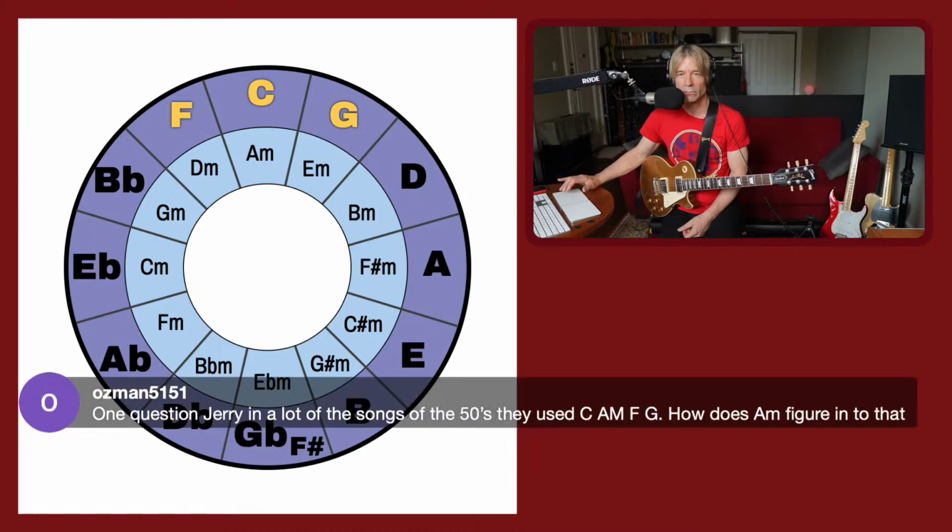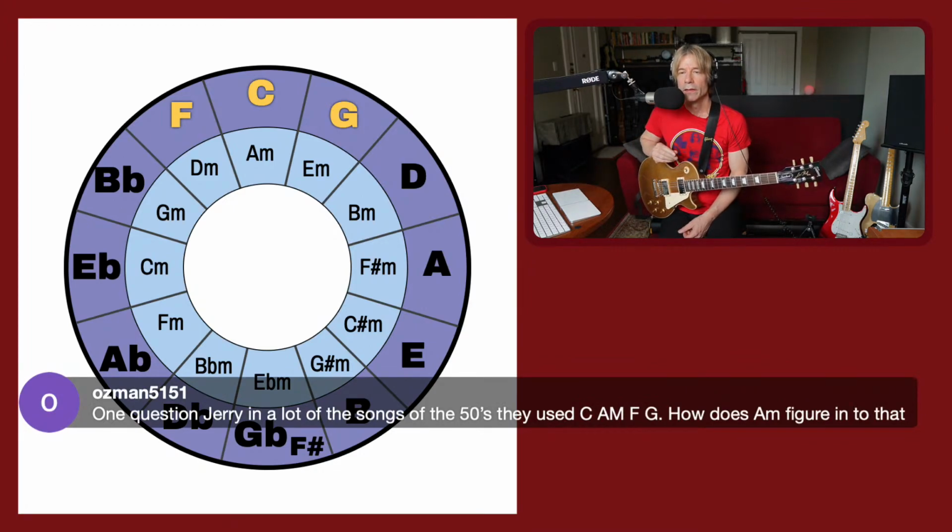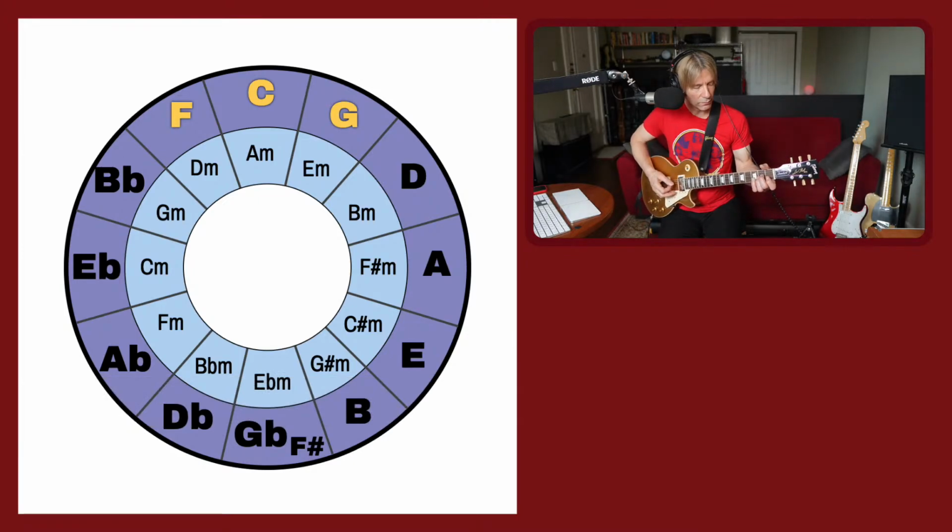Question from Ozman. One question, Jerry. In a lot of the songs of the 50s, they use a C, A minor, F, G. How does that figure into that? Okay. It's a great question, Ozman. Let's keep the circle up here and keep your question up here for a sec. C, A minor, F, G. It's a perfect example because I have highlighted 3 of those chords that you point out. The only one I didn't highlight is the A minor. And the A minor is the relative minor to the C, right there.